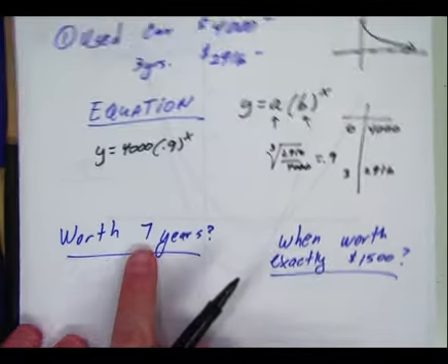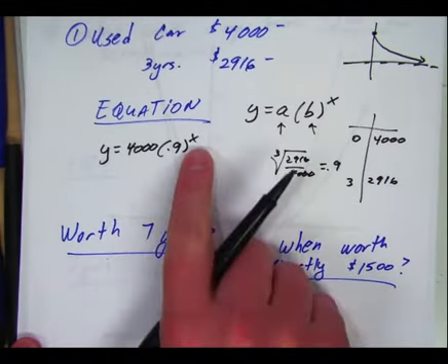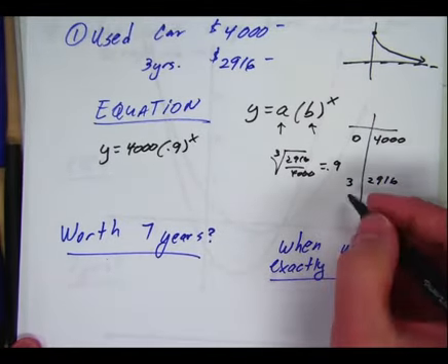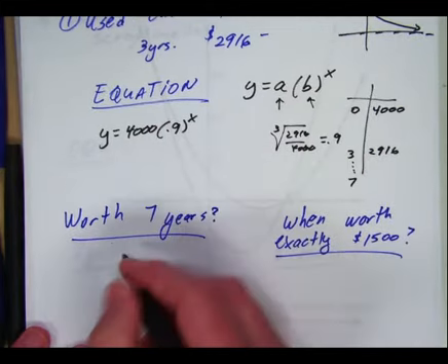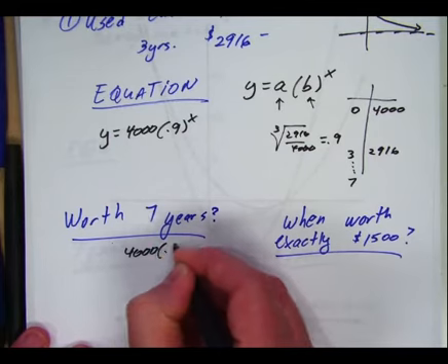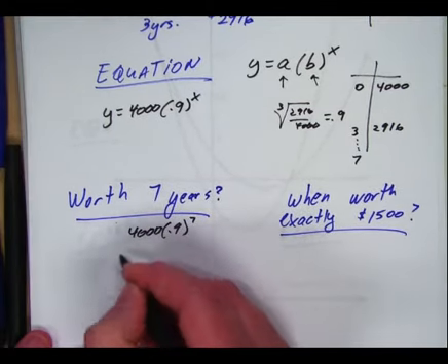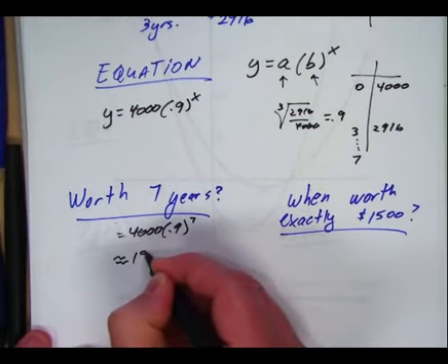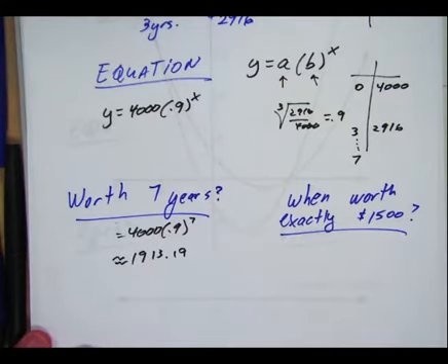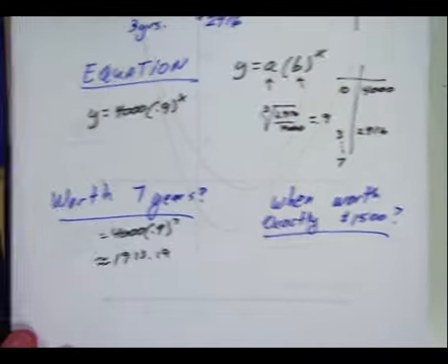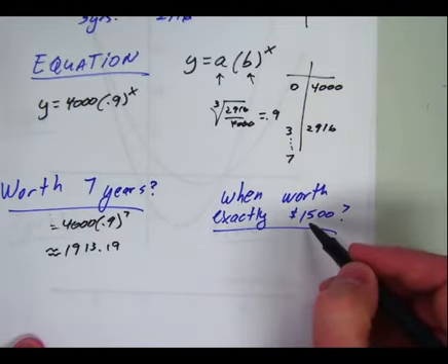Now, if I want to figure out what it's going to be worth in 7 years of ownership, that means just go down to the table on number 7. So I plug in the 7 up there for x. So it'd be 4,000 times 0.9 to the 7th power, which would be approximately 1913.19. That is what it would be worth. Plugging that in.